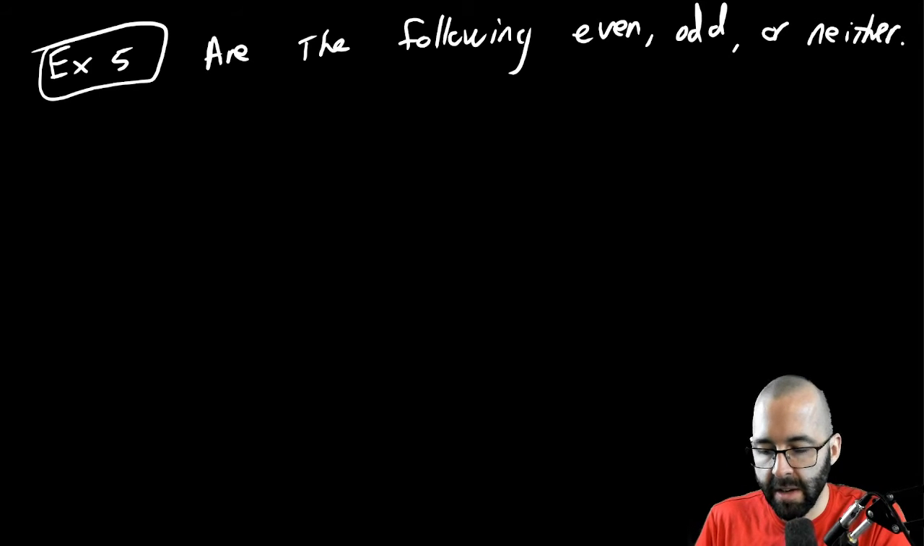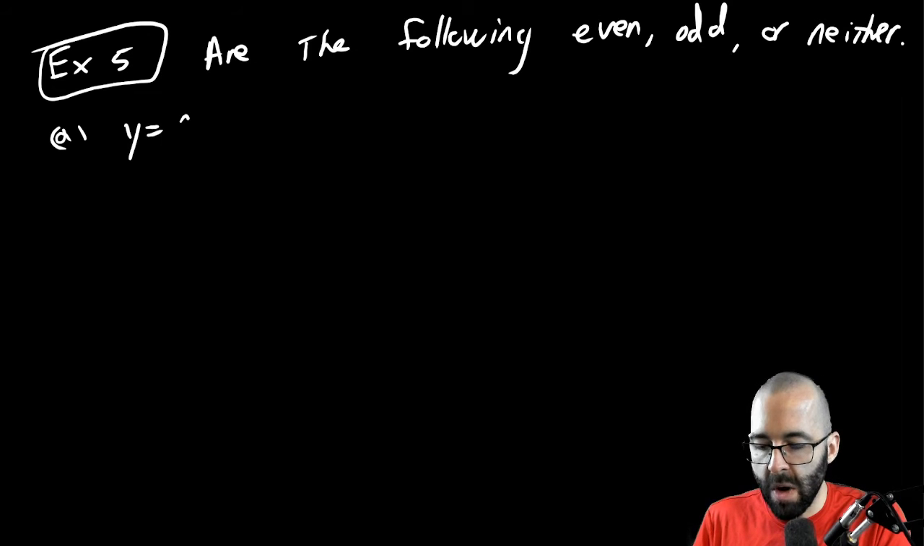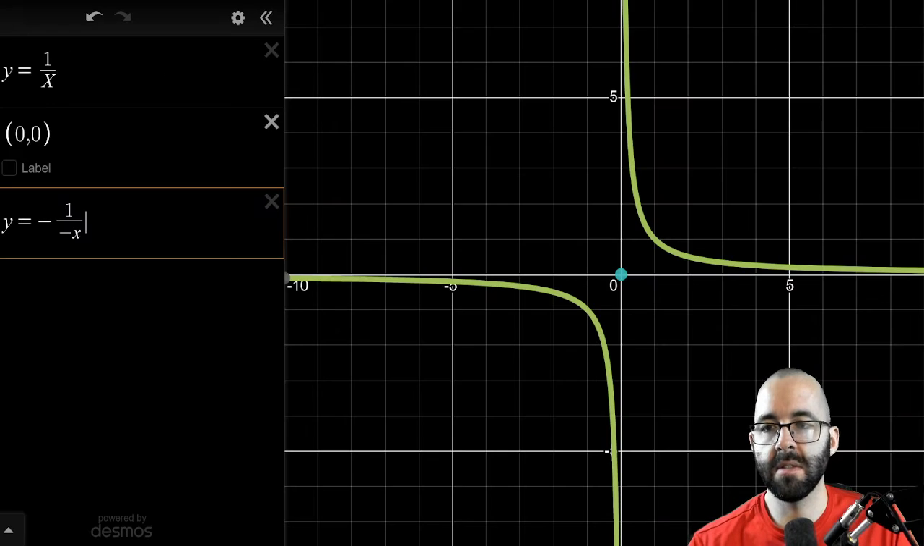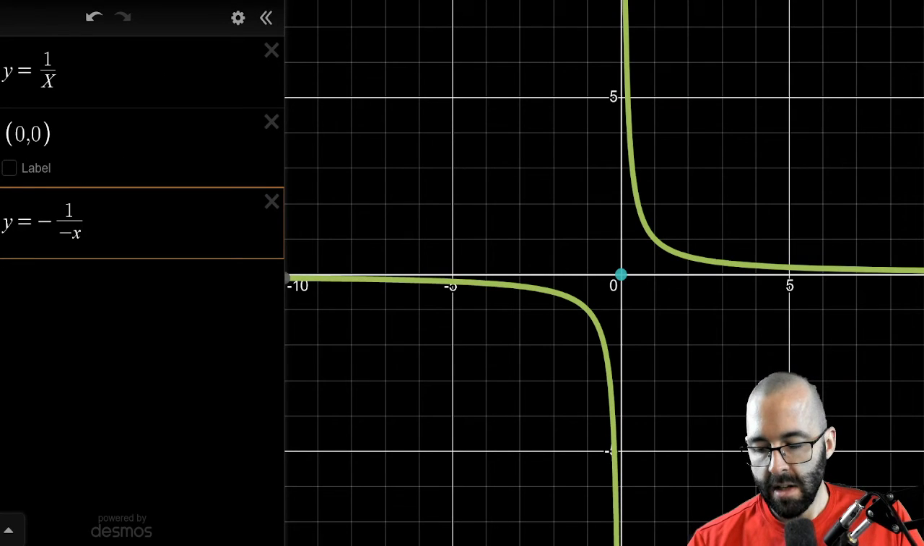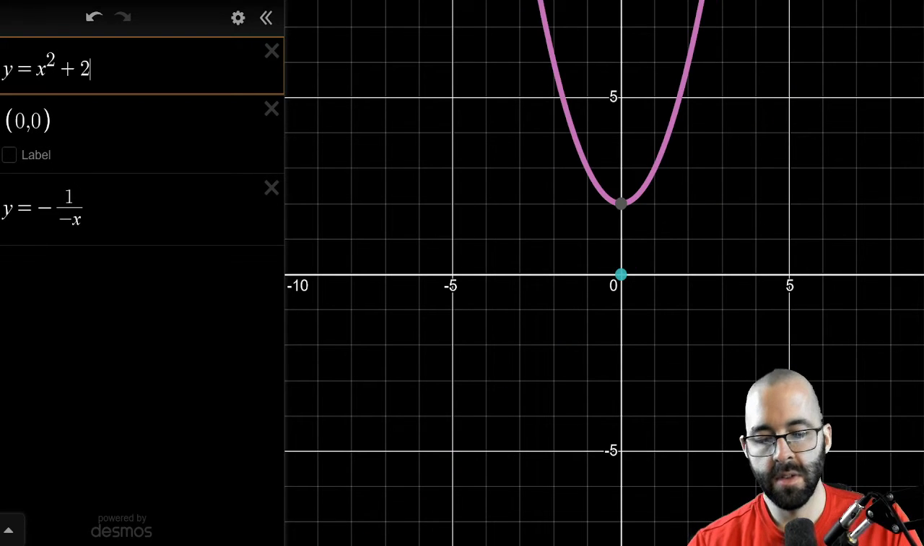And there's two ways of answering each of these, graphically and analytically. Look at y equals x squared plus 2. Let's start by looking at the graph. So y equals x squared plus 2 looks like this.